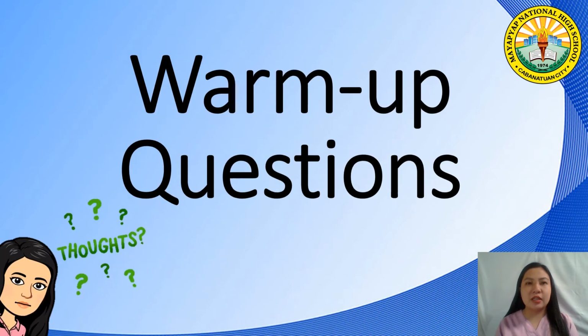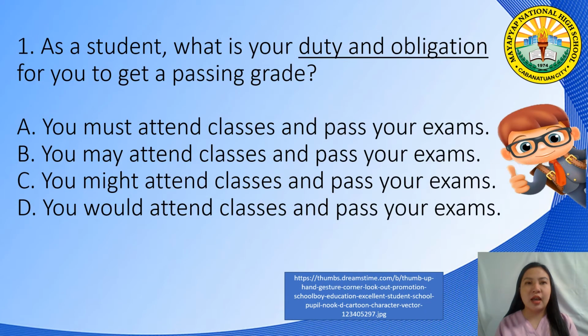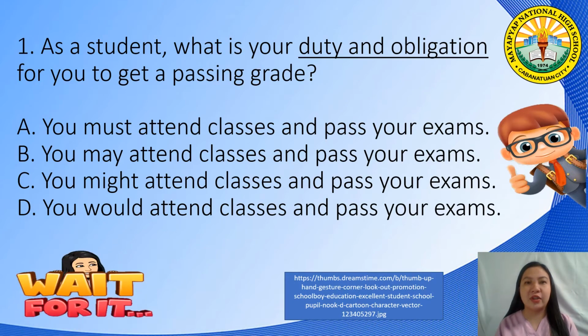Before the lesson, let us have some warm-up questions. I have here 2 questions for you to answer. Let's read the first one. As a student, what is your duty and obligation for you to get a passing grade? Letter A, you must attend classes and pass your exams. B, you may attend classes and pass your exams. C, you might attend classes and pass your exams. And D, you would attend classes and pass your exams. I will wait for your answer.